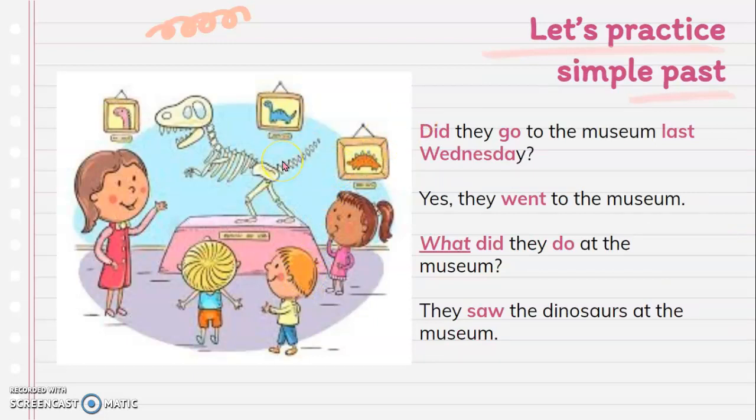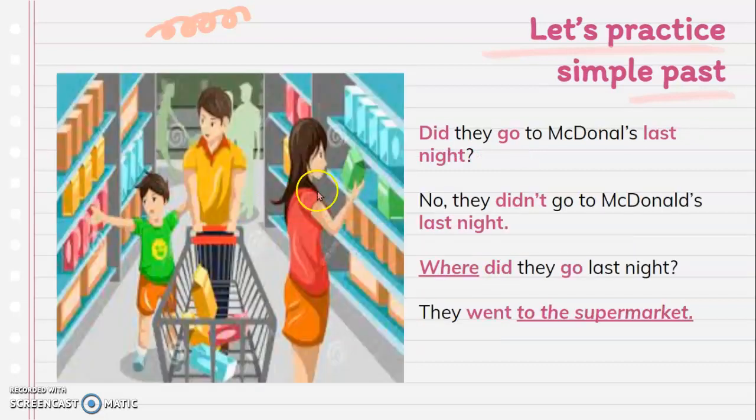Did they go to the museum last Wednesday? Yes, they went to the museum. What did they do at the museum? They saw the dinosaurs at the museum. Did they go to McDonald's last night? No, they didn't go to McDonald's last night. Where did they go last night? They went to the supermarket.